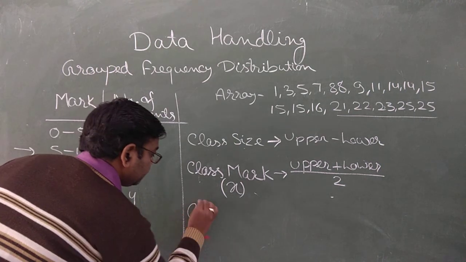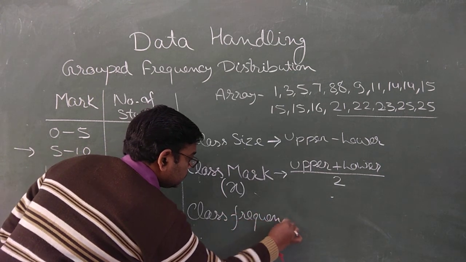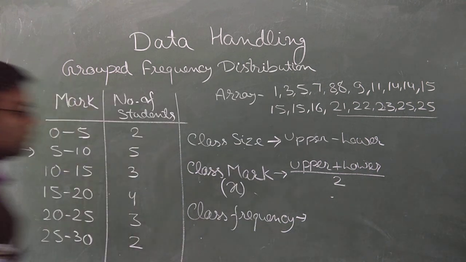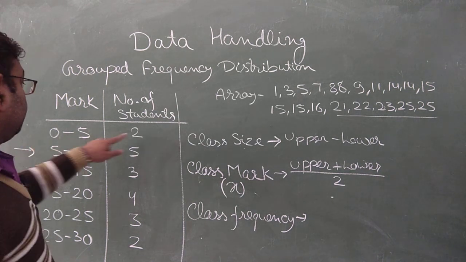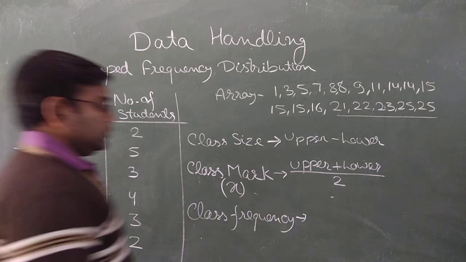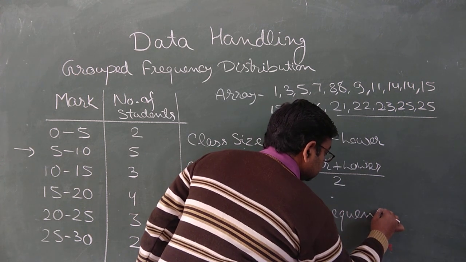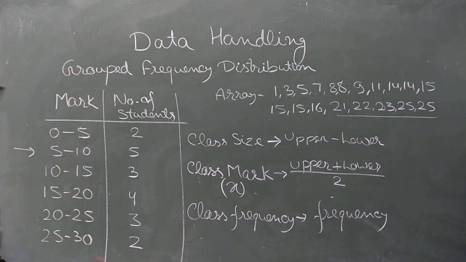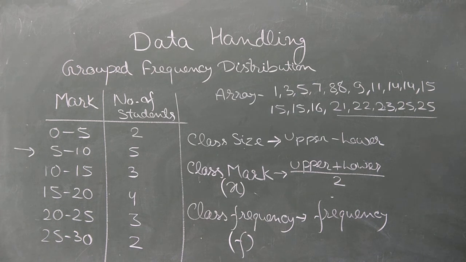What is your class frequency? Class frequency is the frequency of an individual class interval or individual class. Frequency of an individual class is known as your class frequency. In case of ungrouped data, what we discussed in the last video, it is the same as f. So hope these concepts are clear.